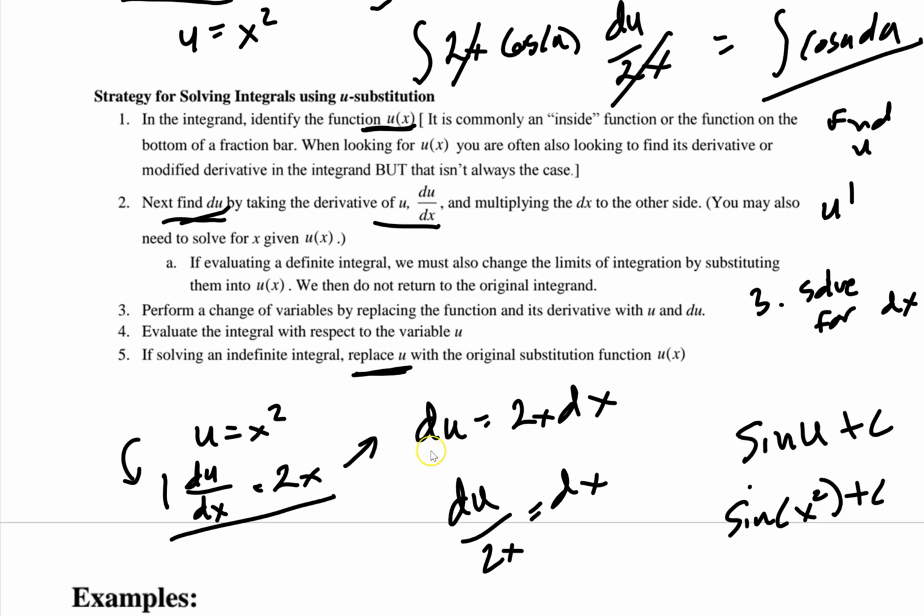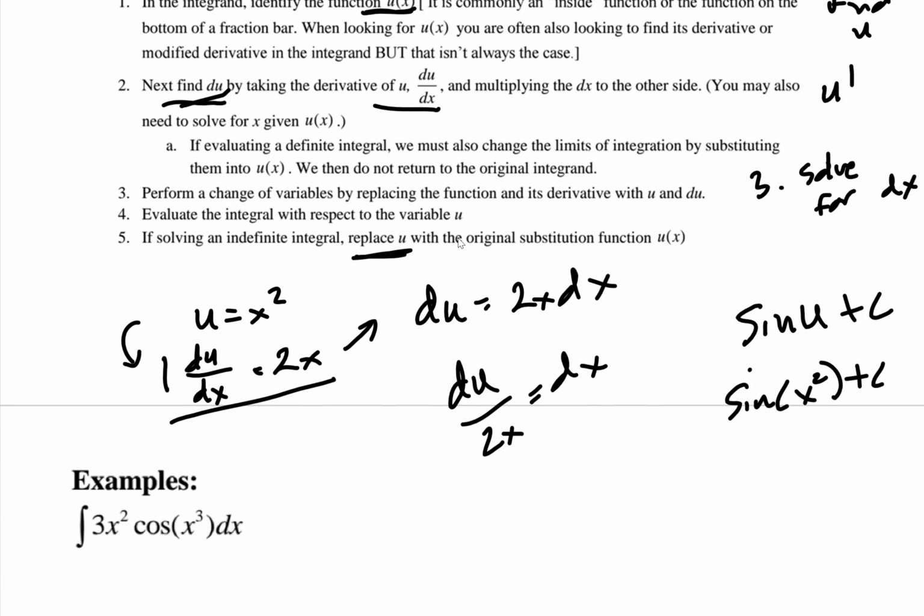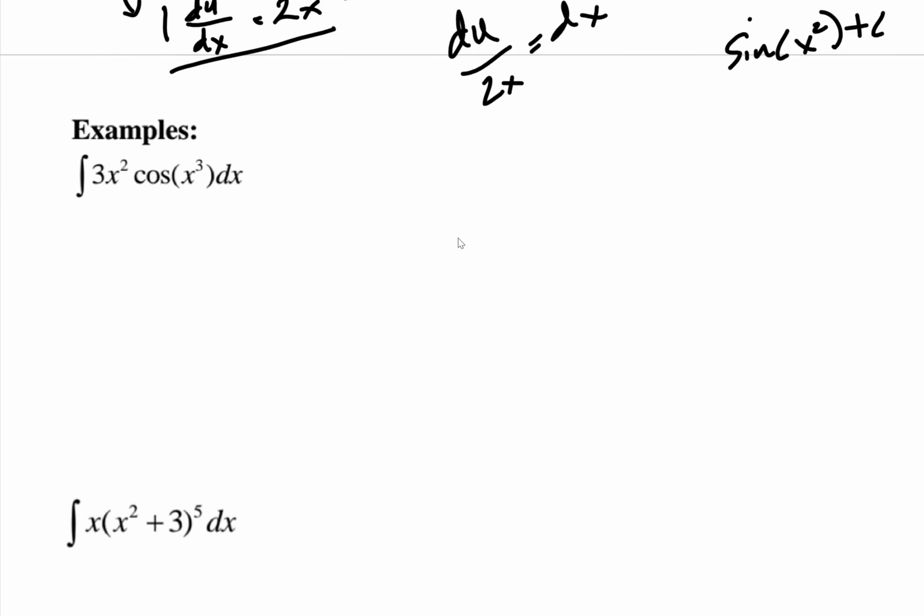And then step 3 is solve for dx. You want to get dx by itself, so you have to multiply, do some mathematics. Once you get dx by itself, you can plug it all back into your equation. Hopefully stuff cancels, and then it's just a normal problem. Integrate it and plug your u back in. So those are kind of the 5 steps, and it's a little messy. We're going to do plenty of examples like this one right here.